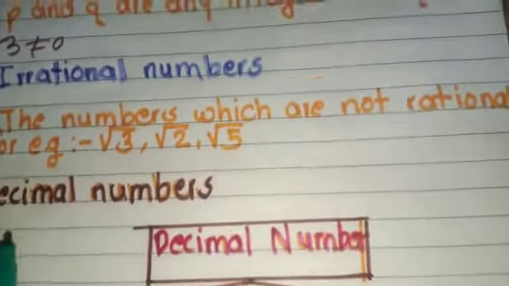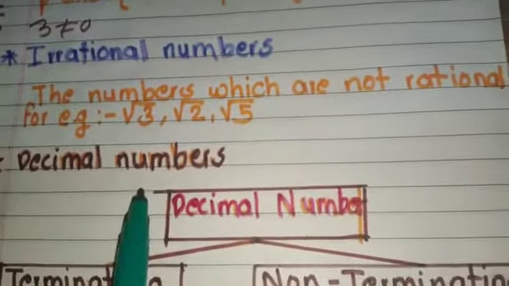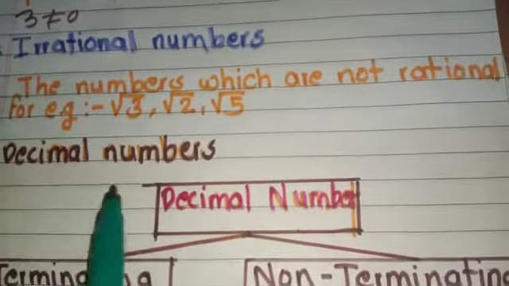Now, one more number we have, which also comes in the real numbers, that is a decimal number.